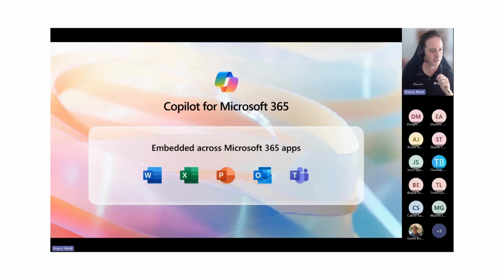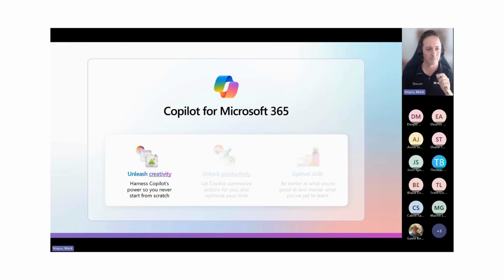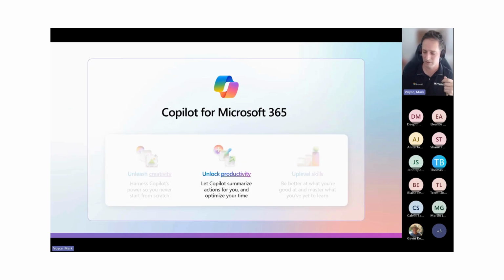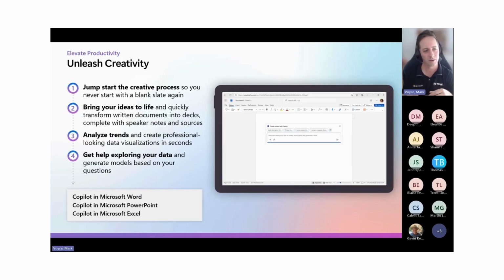Oh, I just talked about the second slide without even talking about that slide. So creativity, productivity, and up-leveling your skills is what Microsoft are focusing on here. If you look at the creativity side of it, we're talking about Word, PowerPoint and Excel. Oh, that video's not going to work, is it? Okay, we'll come back to that. I can just quickly give you a summary of it.